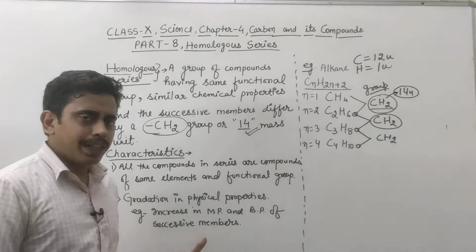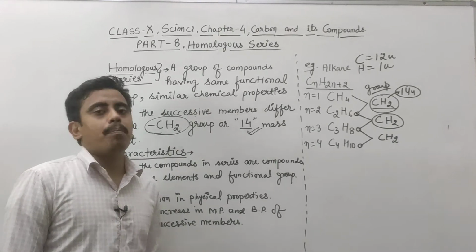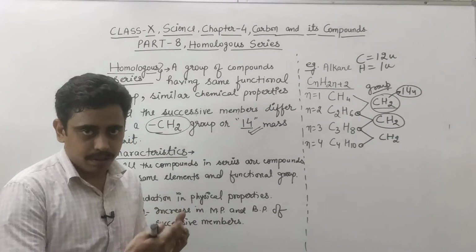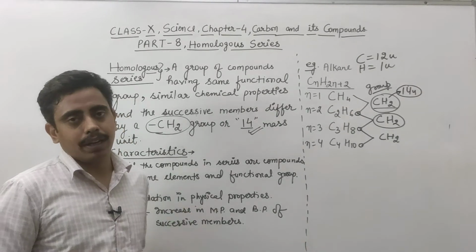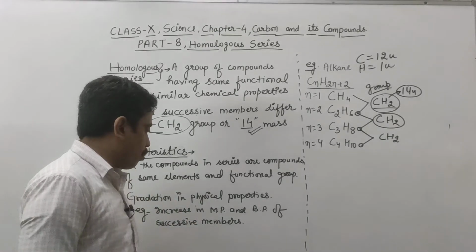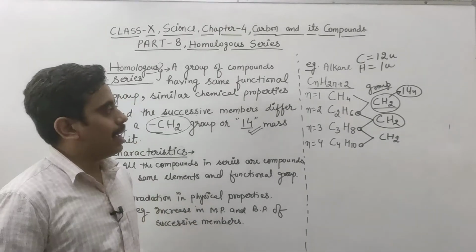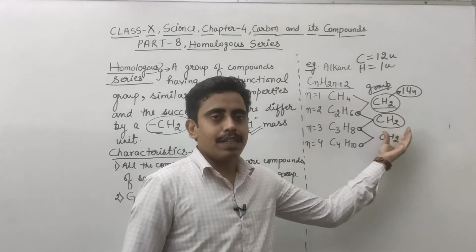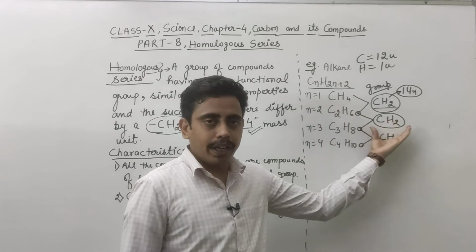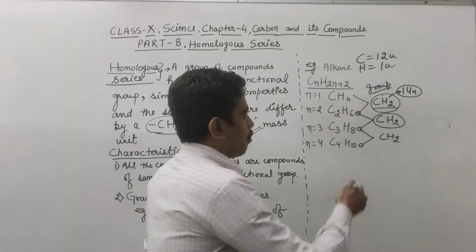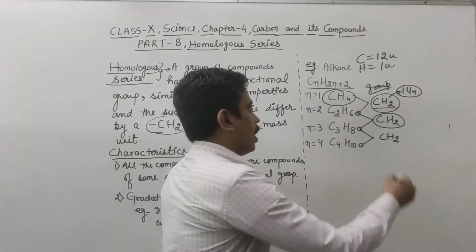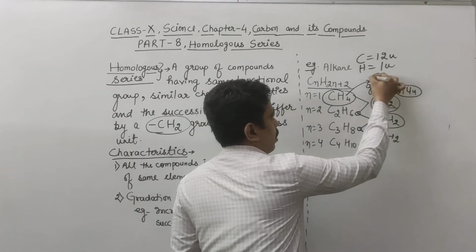And what about the physical properties? No, physical properties we didn't get it similar. There is seen a gradation in the physical property. That means slightly increase in the physical properties. For example, as the molecular mass increases, as you all know, the molecular mass of this and this differ by 14. Let's see what is the molecular mass of CH4. If you will calculate the molecular mass of CH4, you will get it 16.